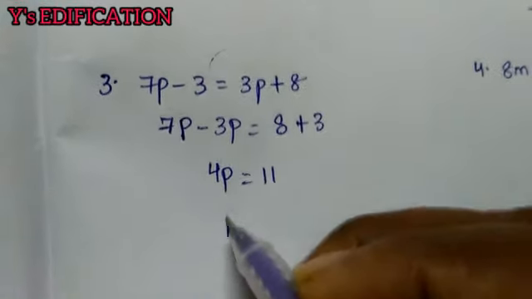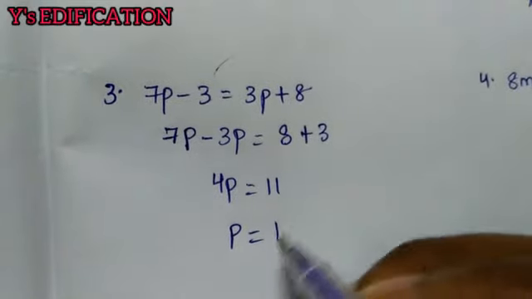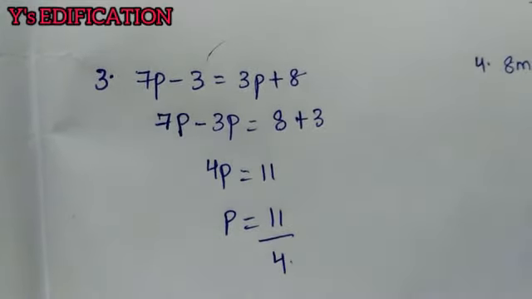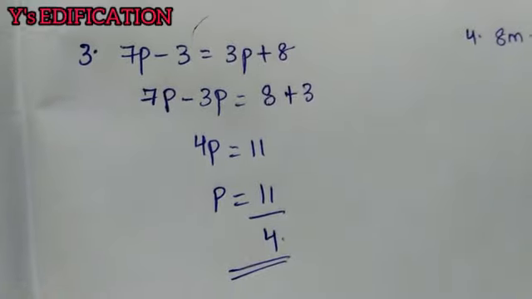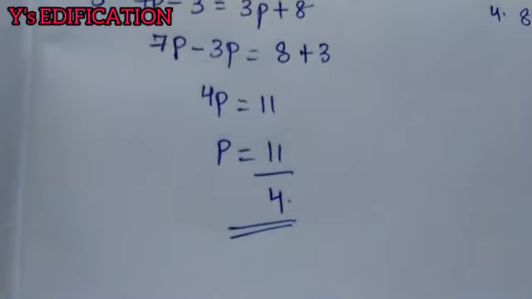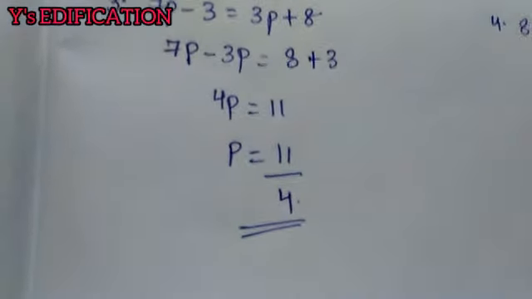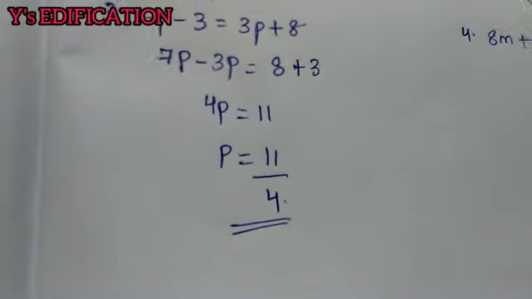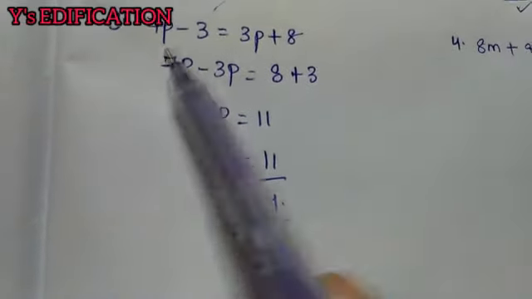11. So we want p value. Shift this 4, it becomes division. So p value is 11 by 4. So you can do the check how we have done in the previous problem for the same problem. Okay, substitute this p value in the given equation.